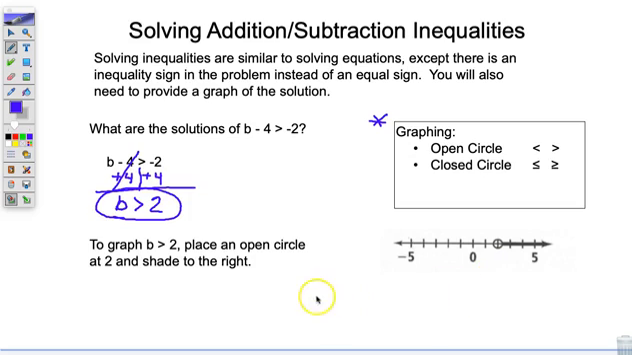So if we went back to check our answers, if I placed a 2 in here, 2 minus 4 is -2. -2 is definitely not greater than -2, so you can see why there's an open circle here. It does not include 2 as an answer. However, because it's bolded here, everything to the right of 2 is an answer to the inequality. So if I maybe select 3 and place it in for b, 3 subtract 4 is -1. -1 is definitely greater than -2.